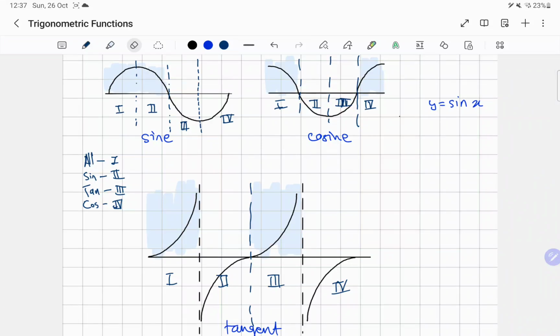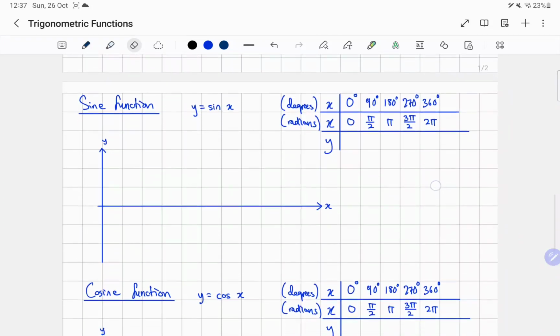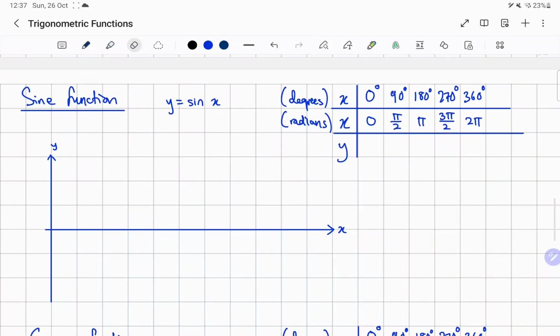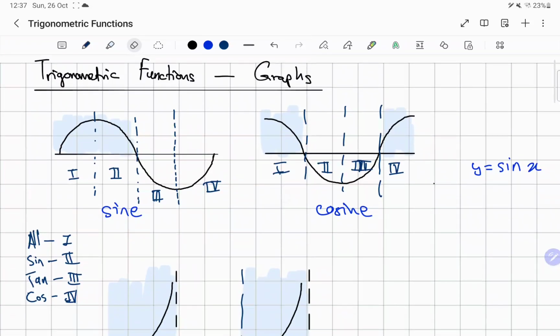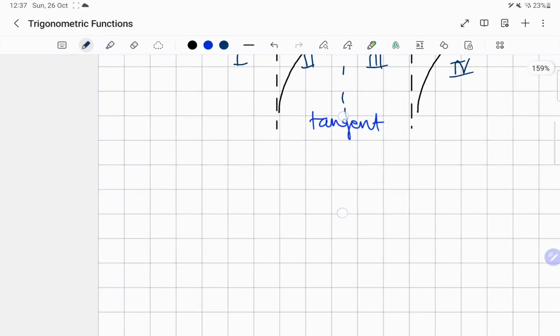Now let's go deeper. Let's start understanding why these graphs look like this. Let's start with sine. So I've set up something here. Let's try to figure out what's going on with the sine function. Like we said, the sine function looks like this. It starts at 0 and then it goes up to 1, and then by the second quadrant it comes down back to 0, and then it goes to -1 and back to 0. So let's see why they have this shape.